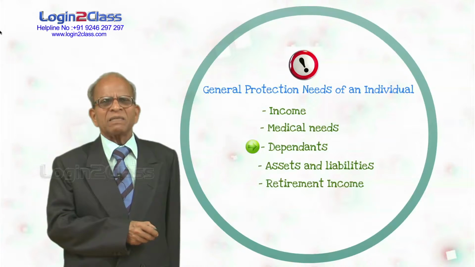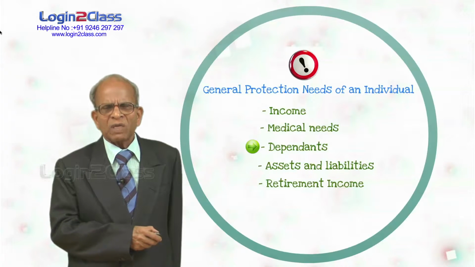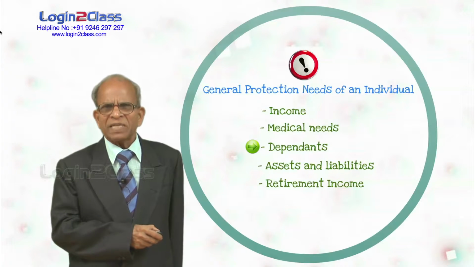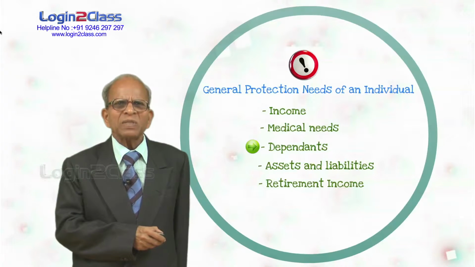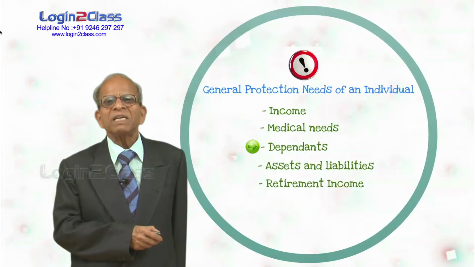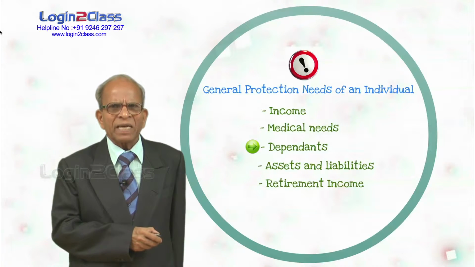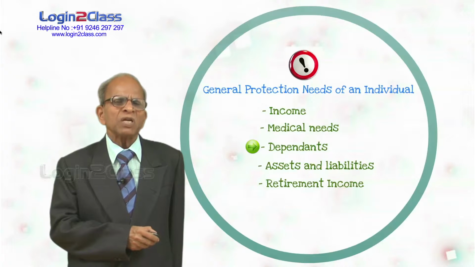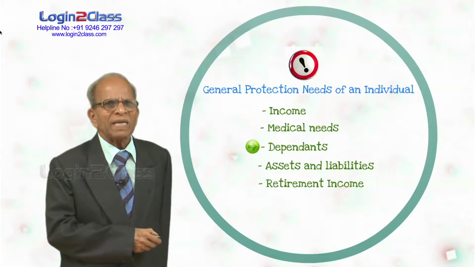Then dependents. Before marriage, the individual was a loner. Now he is having a wife, 2 children. After some time, his parents also may join him. So he has to take care of not only of himself, but also of the dependents. It's not simply feeding and clothing them. You have to take care of the education of the children and also the marriages of the children. So the dependents' needs are to be taken care of.